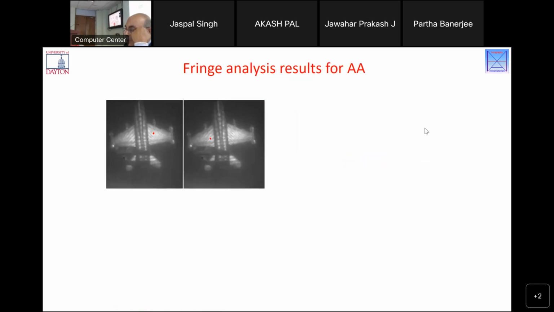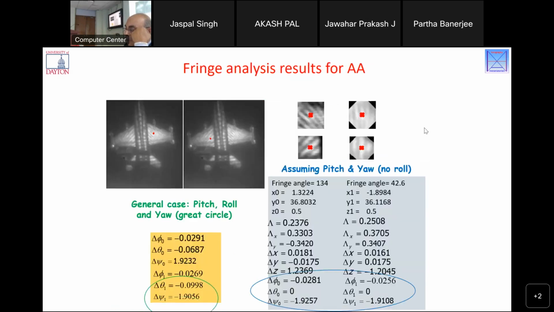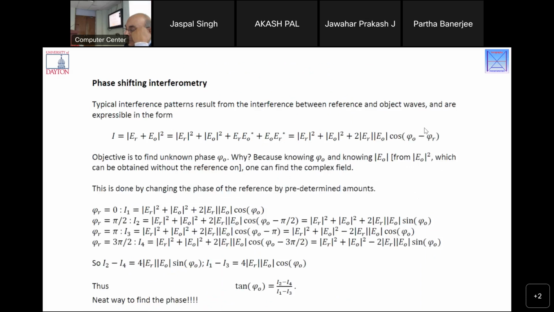Okay, let's move to the next topic. The next topic I wanted to talk about was phase shifting digital holography, or phase shifting interferometry. It started from there. The concept is again very simple. In phase shifting interferometry, your objective is again to find out the phase. That's the bottom line: finding the phase.